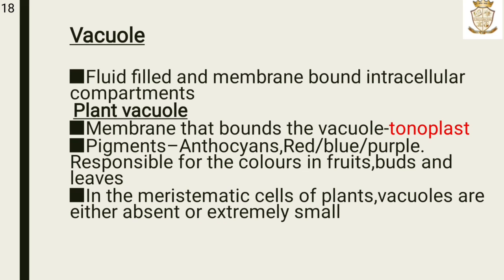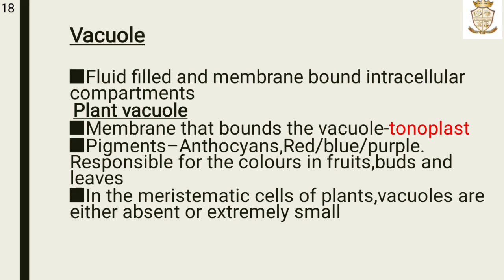Next we can move on to vacuole. Vacuoles are fluid-filled and membrane-bound intracellular compartments. First we can see plant vacuole. The membrane that bounds the vacuole is known as tonoplast. We can see pigments called anthocyanins in the vacuole. They are red, blue or purple in color. They are responsible for the colors in fruits, buds and leaves.